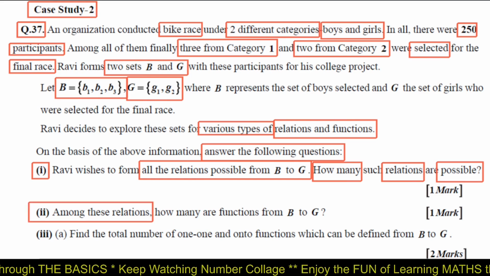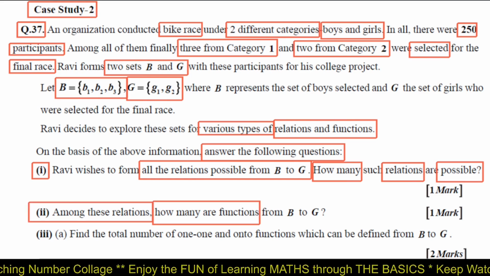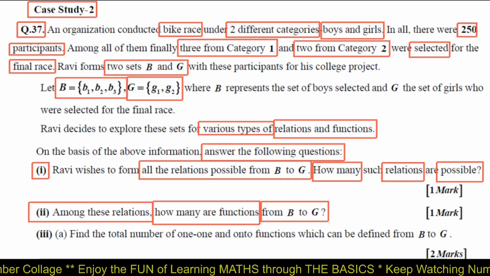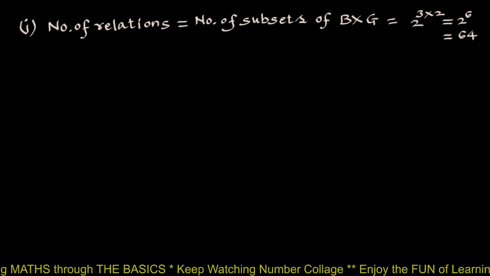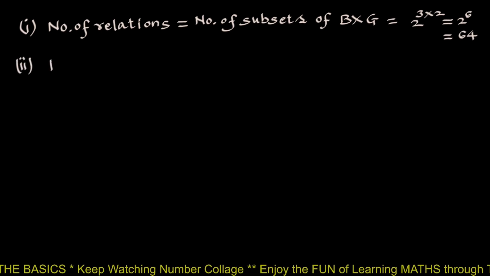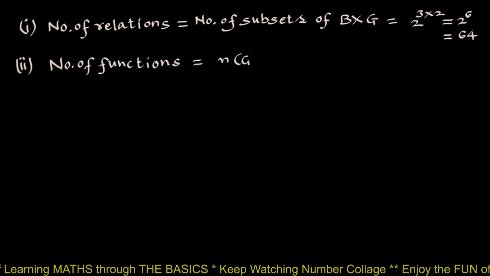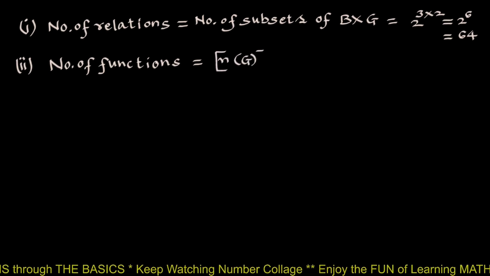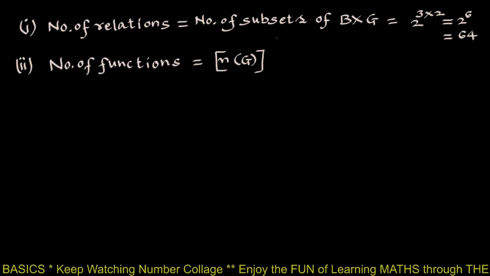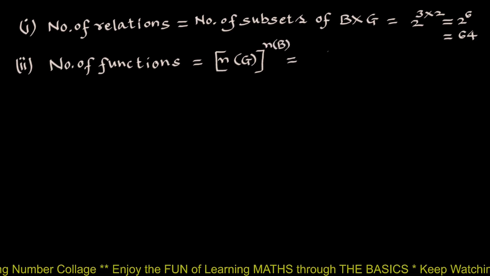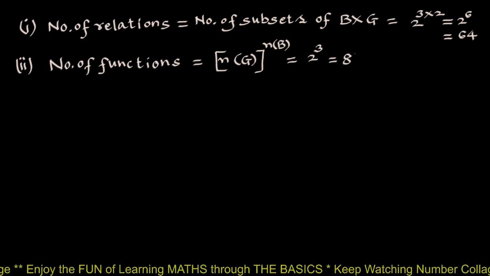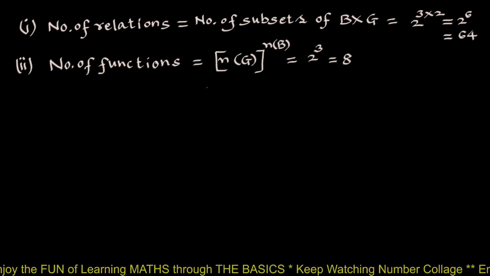Second question: among all these relations, how many are functions from B to G? Answer: the number of functions possible will be the number of elements in the codomain, that is the number of girls, to the power of the number of elements in the domain, that is the number of boys. This will be 2 cube, or 8. So 8 functions are possible.